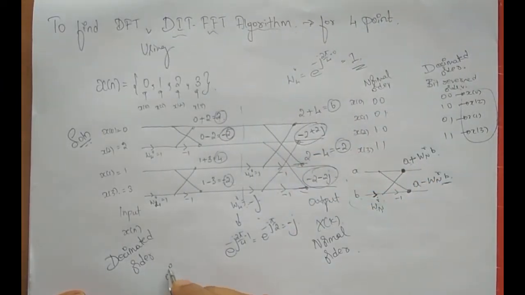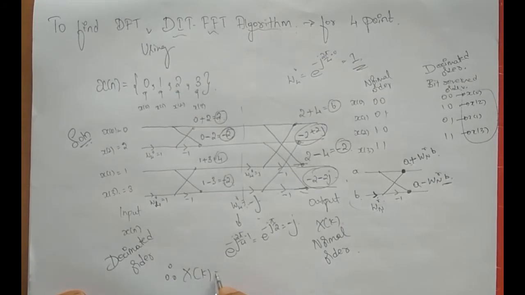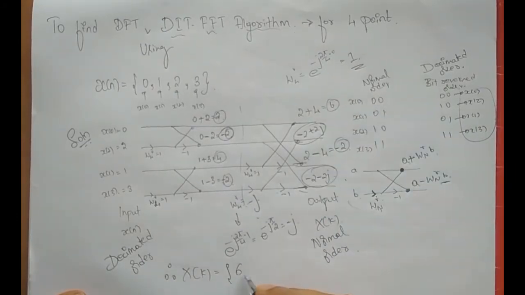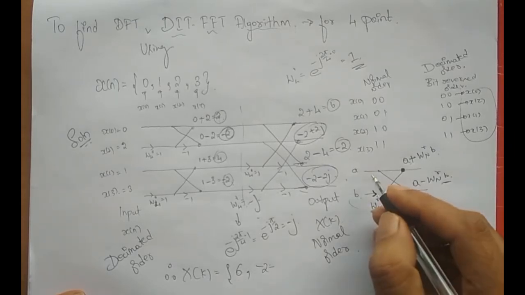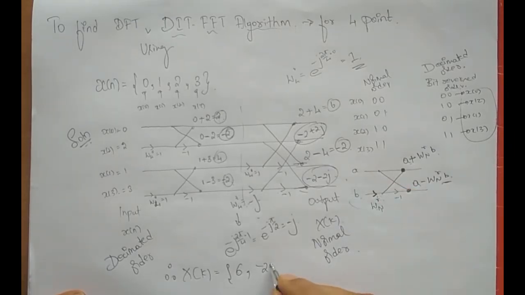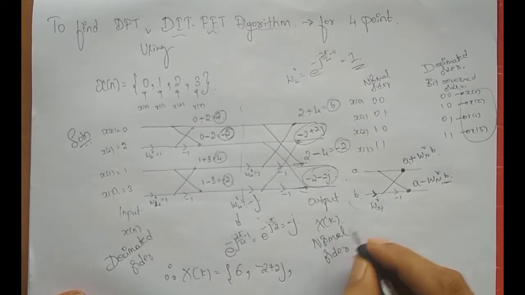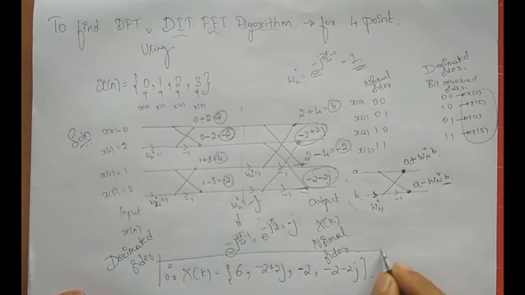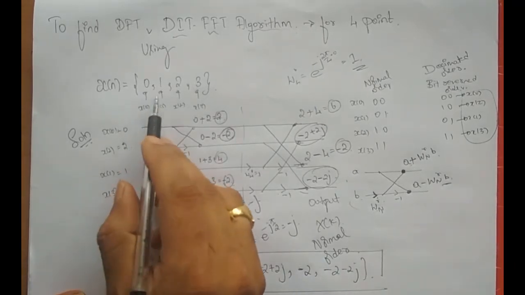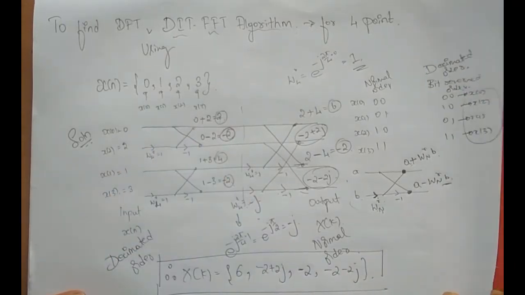output. So therefore x of k, what we have here is x of 0 is 6, x of 1 is minus 2 plus 2j, and this is minus 2 and this is minus 2 minus 2j. So this is the 4-point DFT of the sequence 0 1 2 3. Fine. So we shall take one more example.